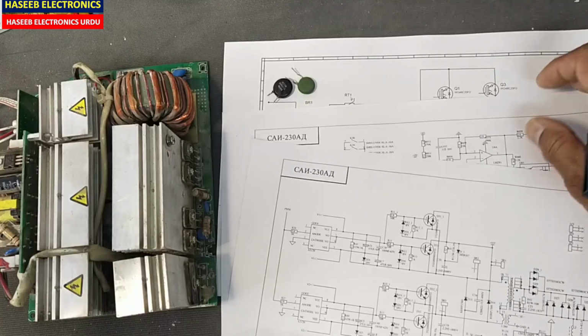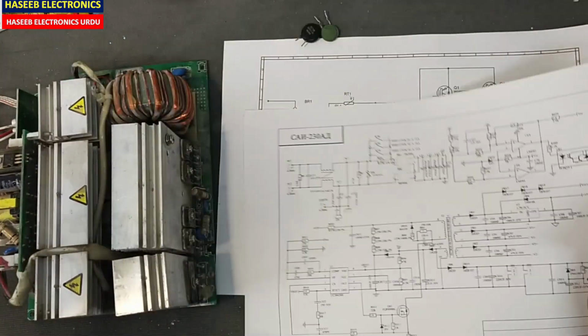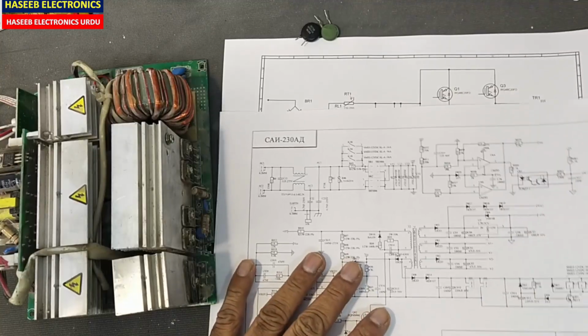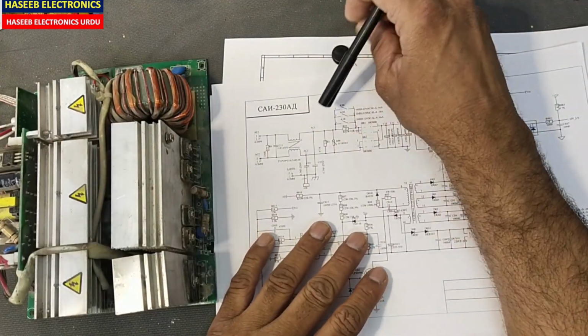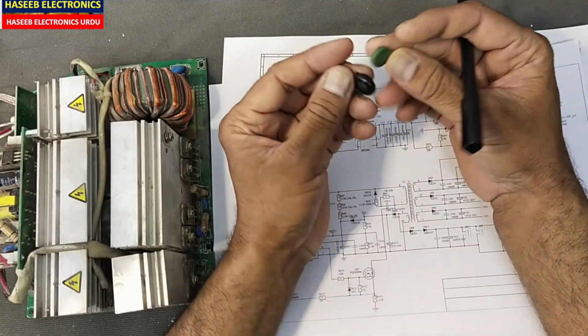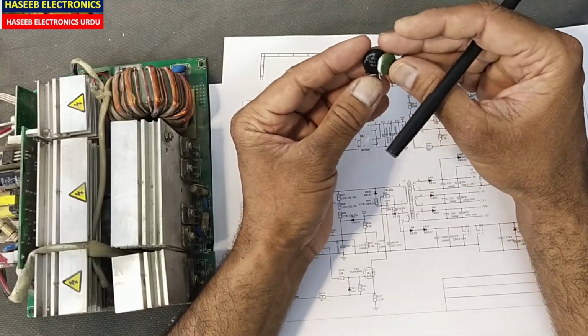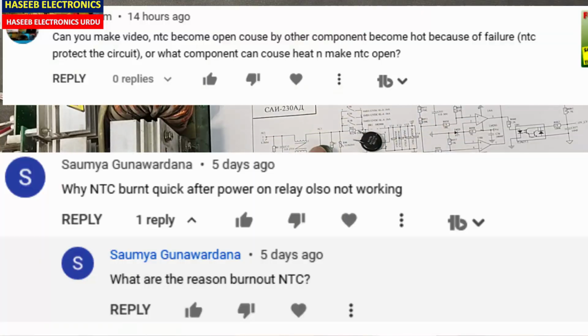In this session we will see, while working on an inverter welding machine, why the thermistor blasts and why the thermistor gets damaged. Basically it is a part of the inrush current protection circuit. It is a question from one of my viewers. He asked me, sir, in a welding machine, why does this PTC or NTC get damaged?